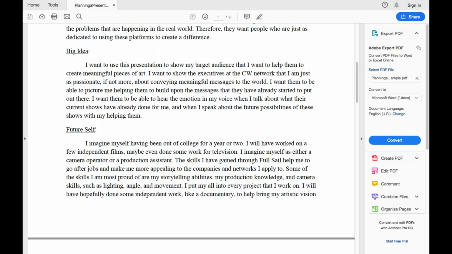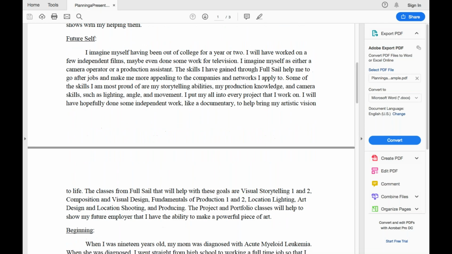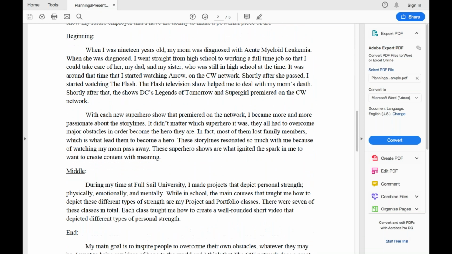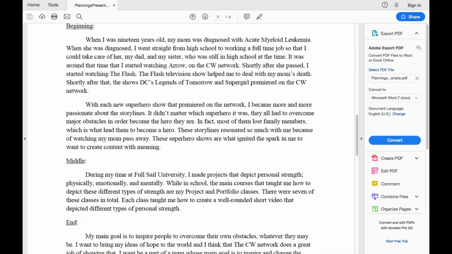Your future self. They imagine being out of college in a year or two. They worked in a few independent fields. So you see how they're talking about what they're doing, what they will be doing in the future. That's also how I want you guys to look at it. The beginning: when I was 19, my mom was diagnosed with leukemia. So they tell us how they got to start watching the CW network. All right. What led you to that?